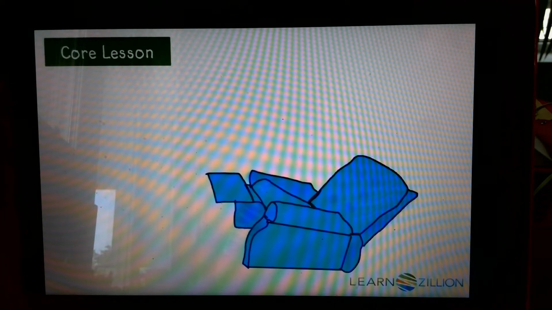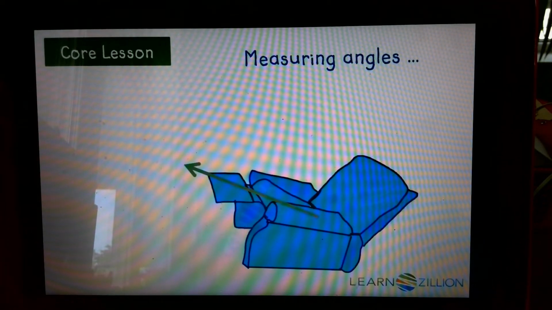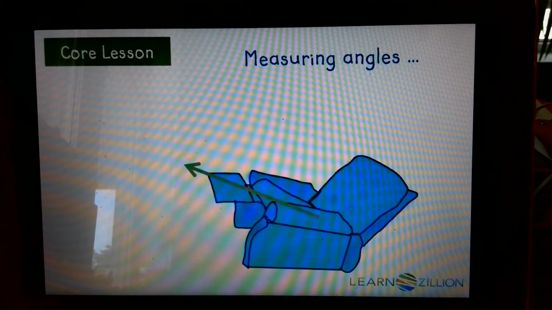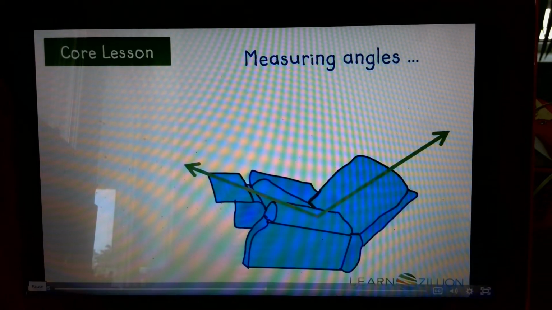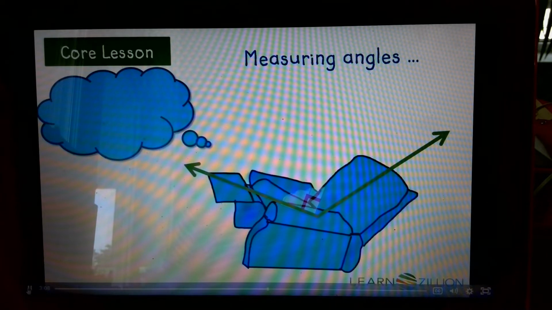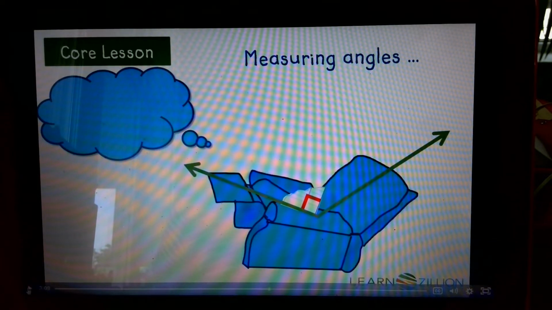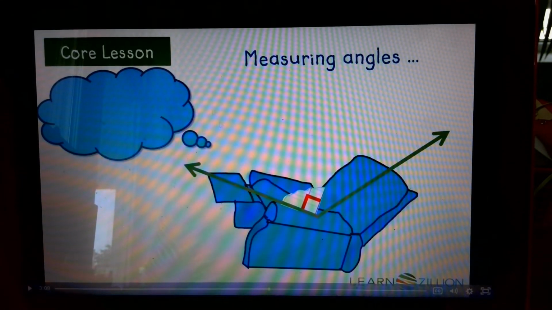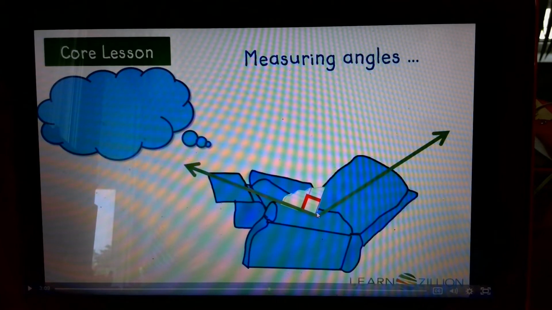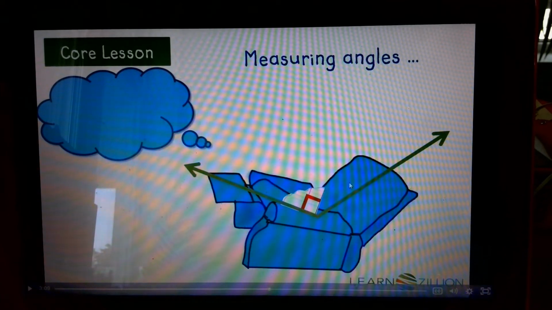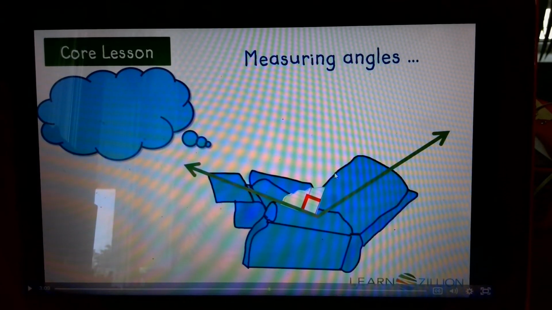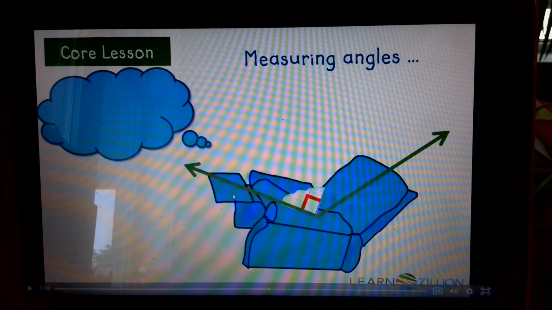Let's take a look at another example. How about this comfy recliner? If we take a look at the seat as being one ray and the back a second, the first thing you want to do is estimate what kind of angle this is. Hopefully you can see that this is an obtuse angle. So what do I know about obtuse angles? I know that my angle degree is going to be more than 90 degrees.